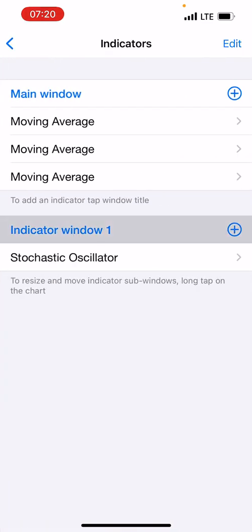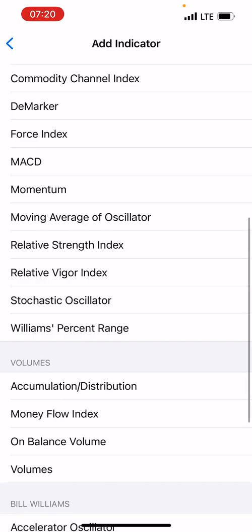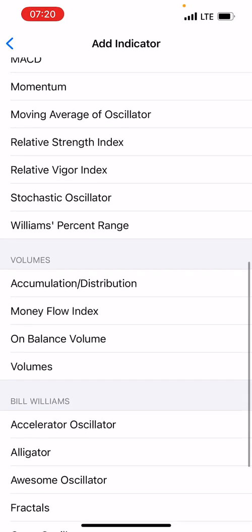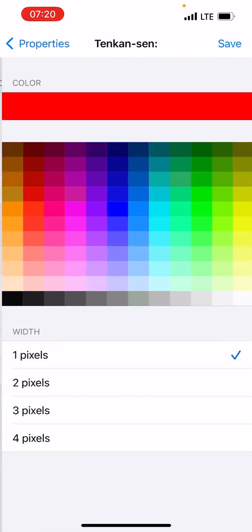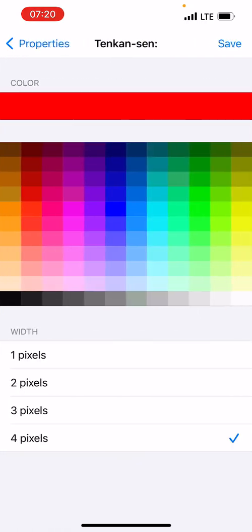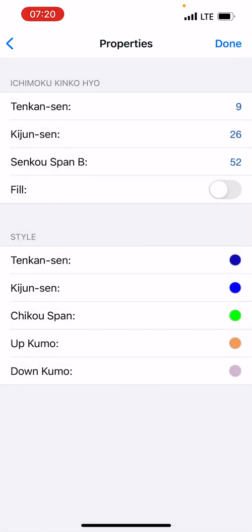at your indicator window 1. That's where you click indicator window 1 and go search for your Ichimoku, which you'll be setting as 926.52, just as you see on my screen. Then we'll take it on 4 pixel. Just make it 4 pixel. Then let's take blue and save.